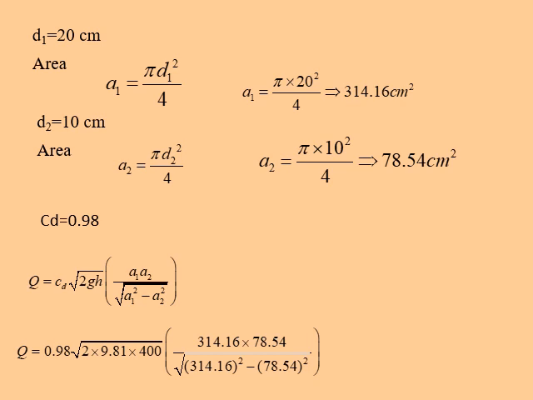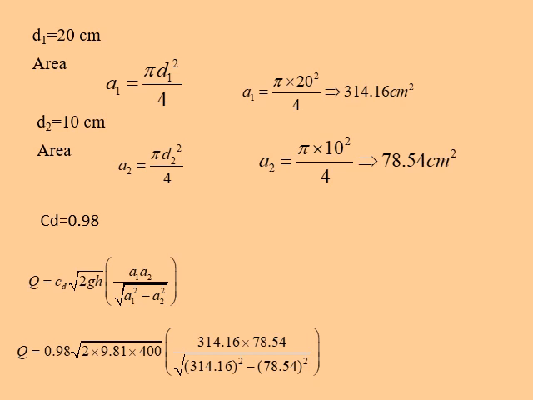For that reason, you have to substitute all the area readings also in centimeter itself, or centimeter square itself. So in case the H value is substituted in meter, at the same time the area is to be substituted in meter square. So now area at inlet is 314.16 and area at outlet or throat is 78.54.